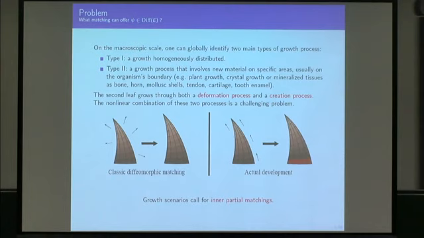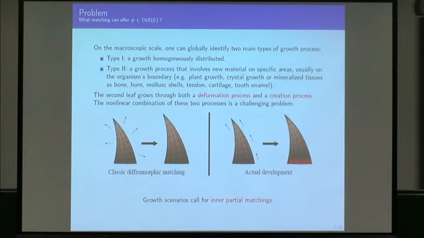So to summarize, we can distinguish at the macroscopic scale two types of growth. Type 1 is a growth homogeneously distributed, and type 2 is a growth that involves new material on a specific area, usually on the boundary of the organism. I would call this creation of new material the creation of new Darcian coordinates. And we have many examples like plant growth, crystal growth, bones, horns, mollusk shell, tendon cartilage, and tooth enamel.